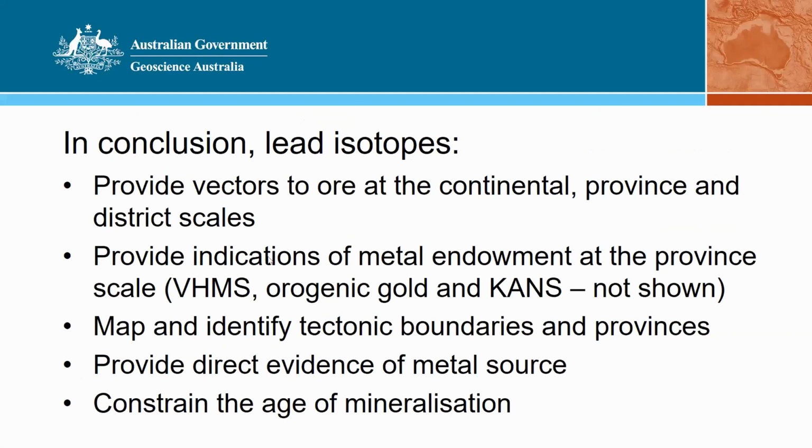So in conclusion, the lead isotopes provide vectors to ore at the continental, province, and district scales. It provides indications of metal endowment at the province scale. I haven't talked about this, but it can map and identify tectonic boundaries in provinces. It can provide direct evidence of metal sources, and it can constrain the age of mineralization. And so with that, I'm finished.